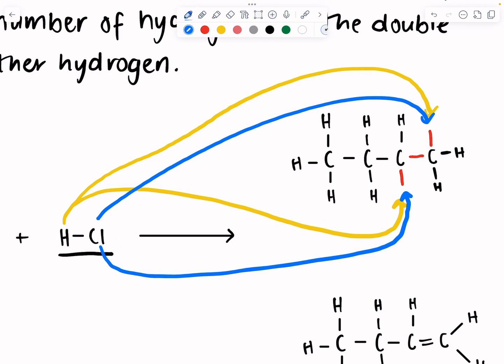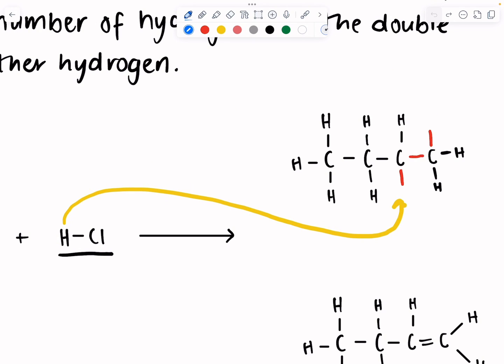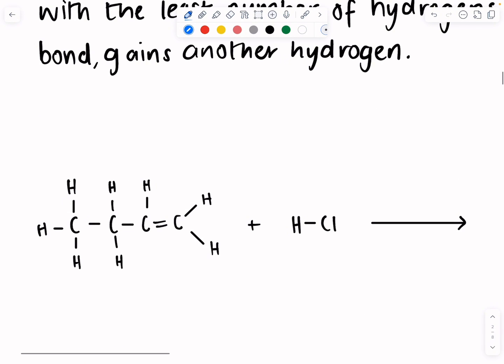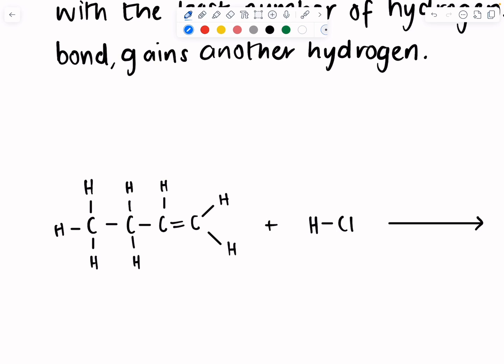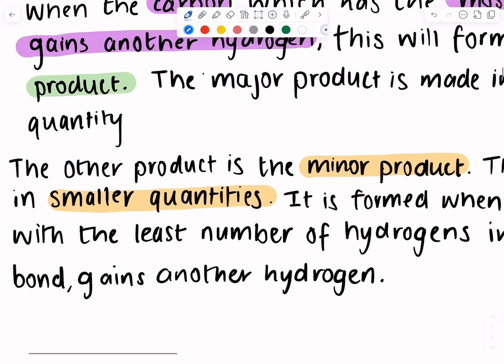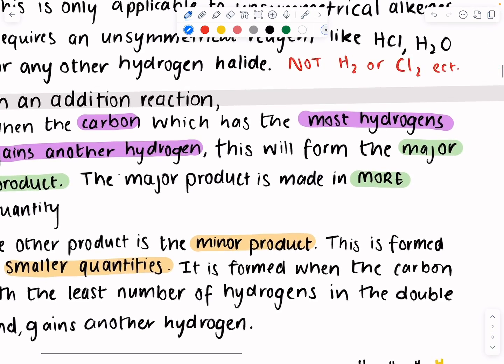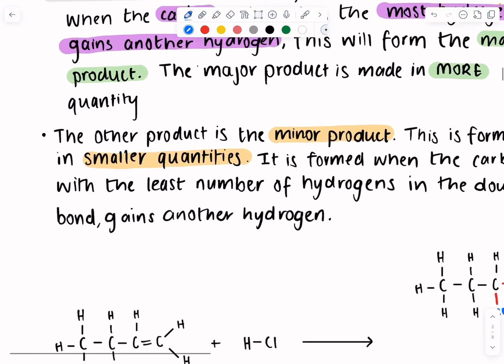So we have 2 possible combinations over here. And so let's try one combination and see what type of product that forms. For the sake of this example, I am going to pop the hydrogen over here, and the chlorine can go over here. What type of product does this form? The major or the minor product? Well, according to my notes, we know that if the carbon which has the most number of hydrogens gains another hydrogen, this will form the major product.